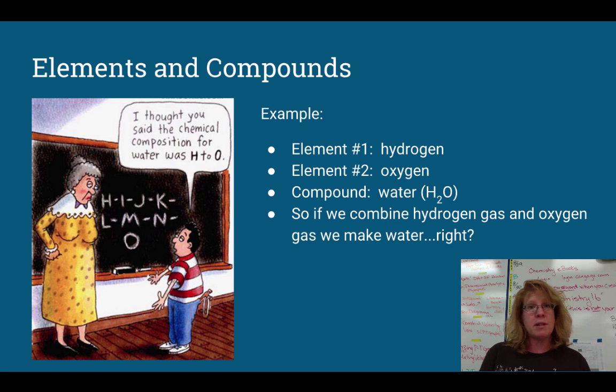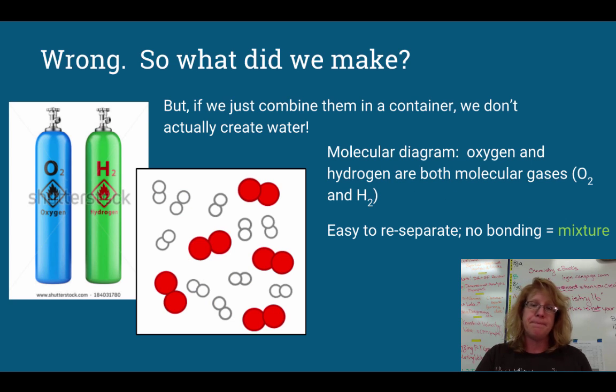So if we were just talking about, say, water, for example, and we had two different elements, we've got hydrogen and oxygen. And a lot of people think, well, to make water, all I really need to do is just combine hydrogen gas, hydrogen atoms, and oxygen gas, oxygen atoms. So if we just put those in a container and mix them together, we'll make water, right? Unfortunately, no. What we really do if we just spray these two things into a container is we just make a mixture. We've got hydrogen gas and oxygen gas mixed together, but we haven't really done anything yet.